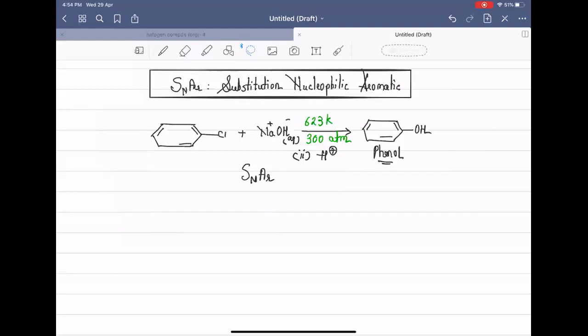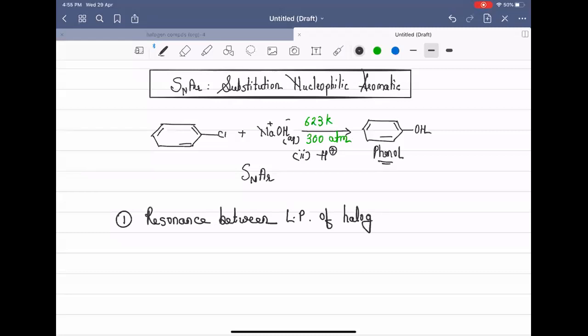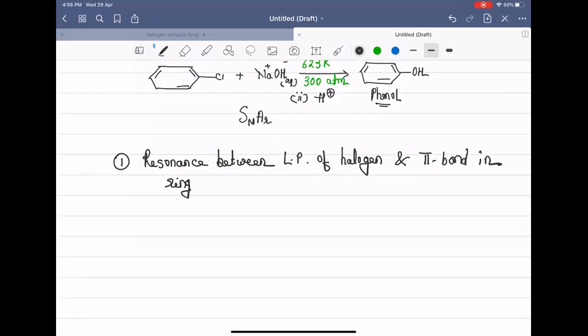And they say that there are 4 important reasons why these reactions are so difficult. 1, the first reason is the resonance between the lone pair of the halogen and the pi bond in the ring. This is the first reason, right?